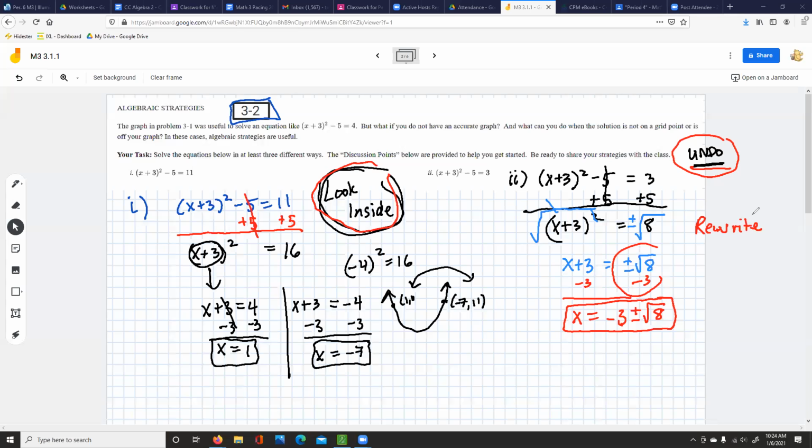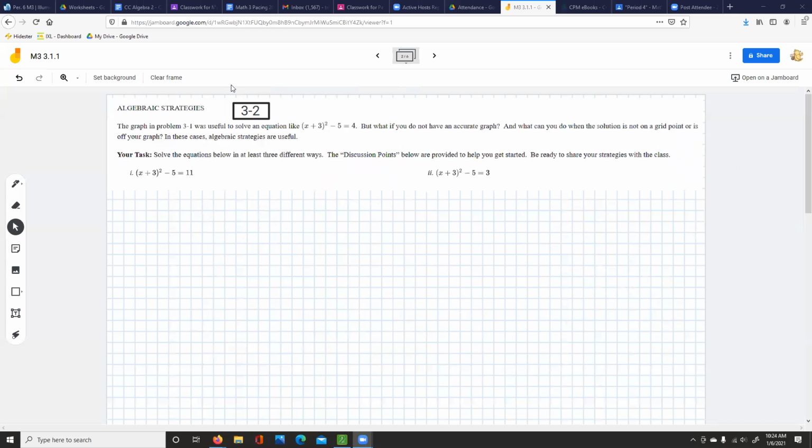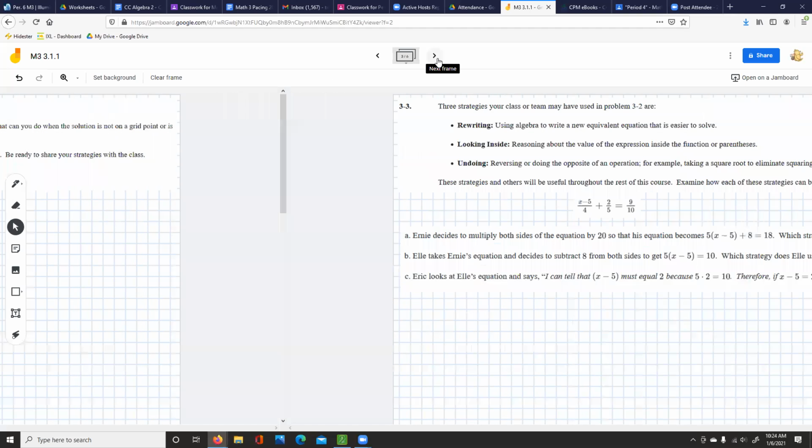Okay. So I have to erase this. If you need to take a picture of it real quick, go ahead, but I got to erase this. And next picture, next slide here.